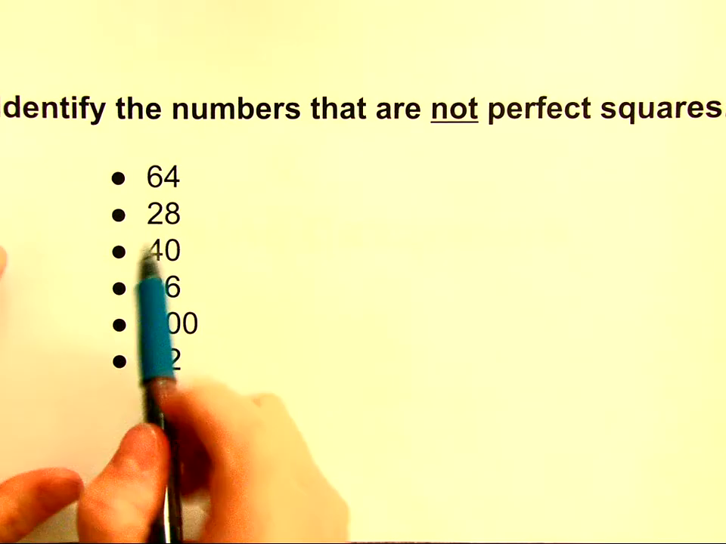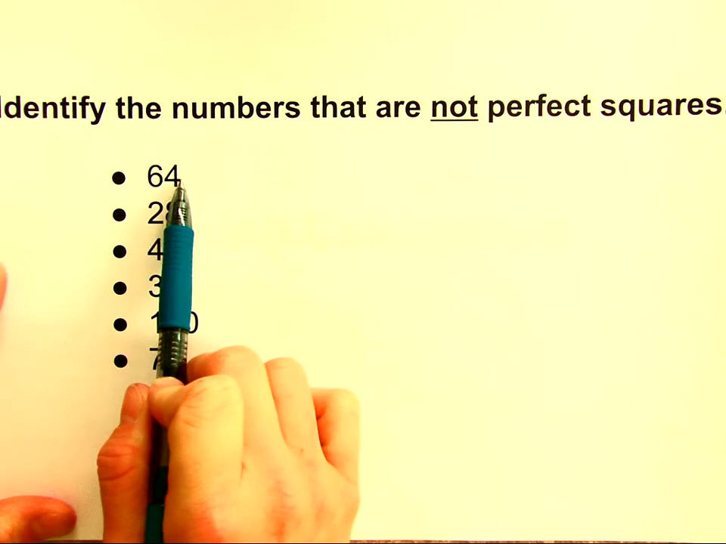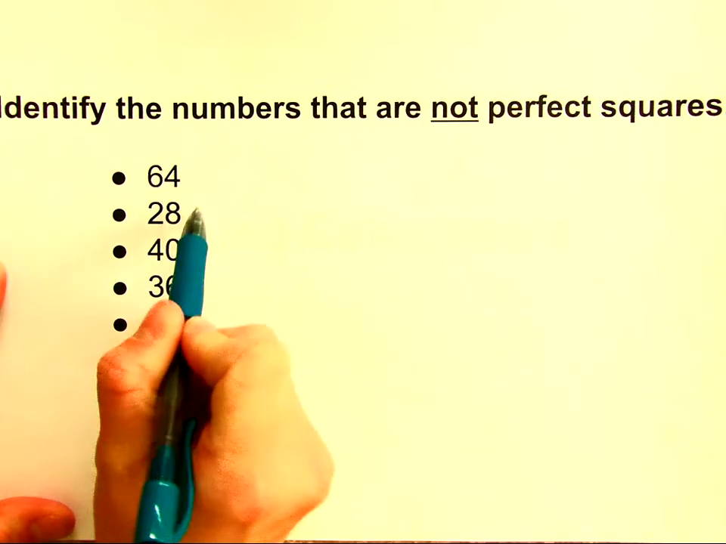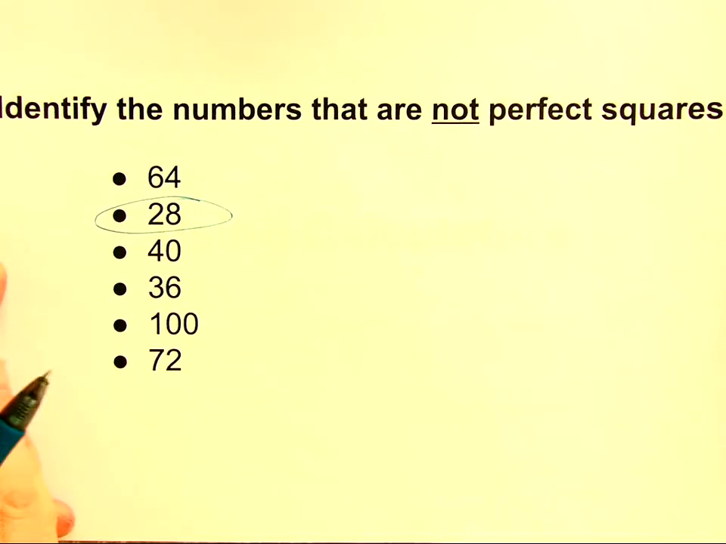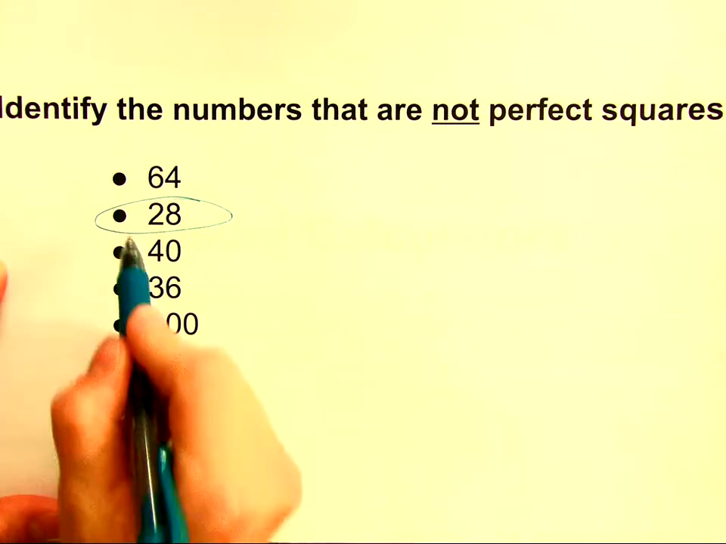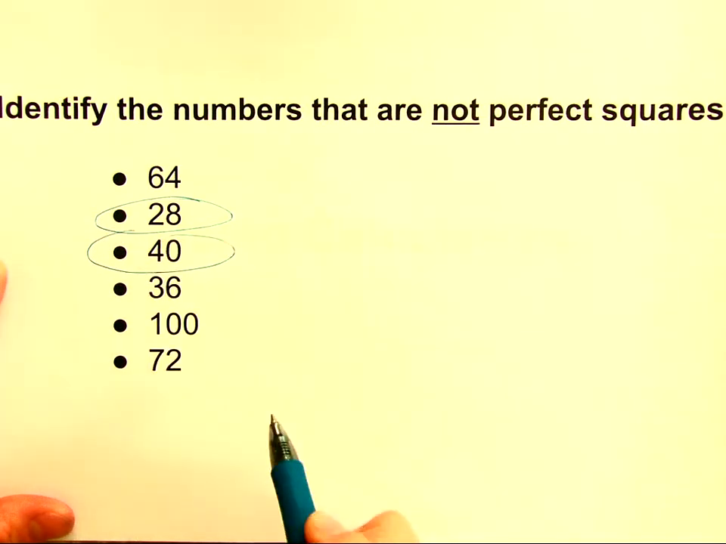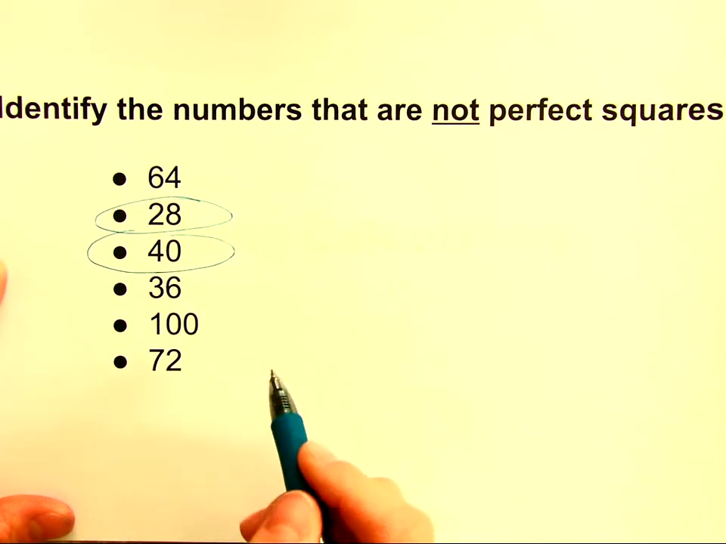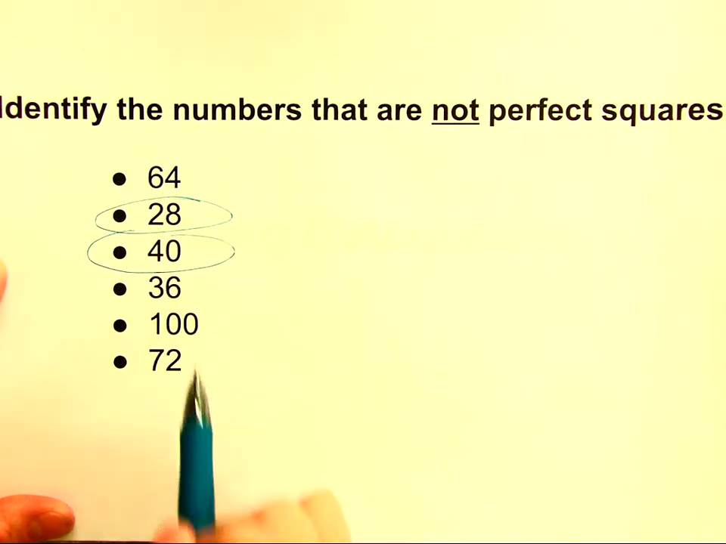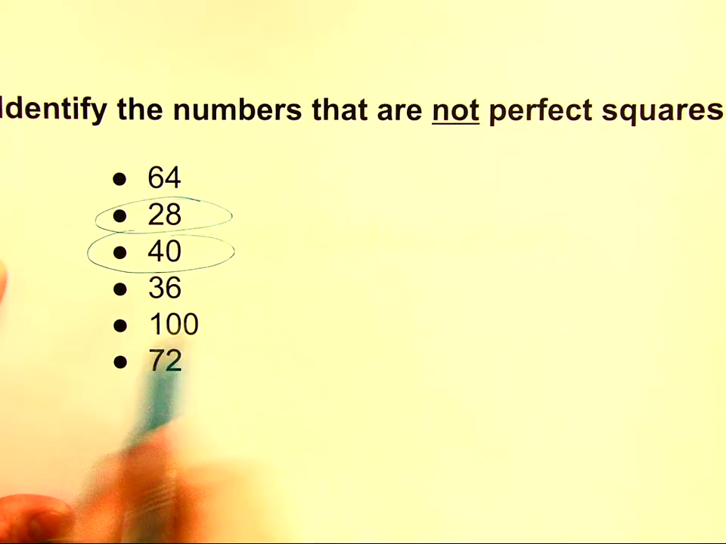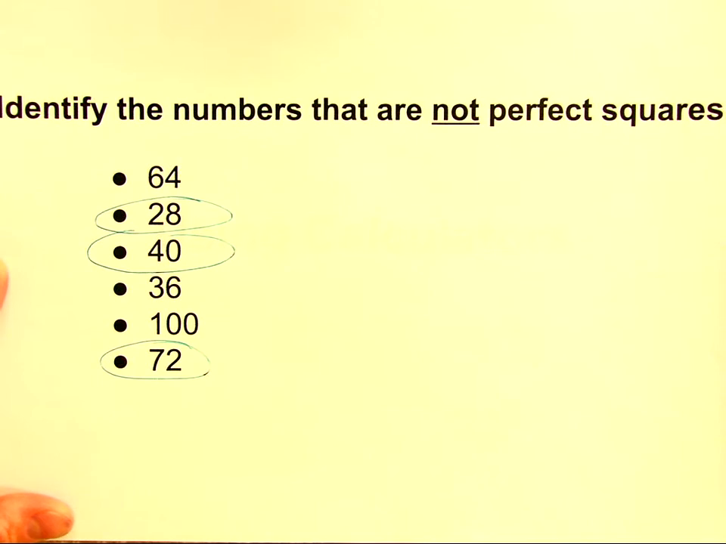Okay, so 64 is a perfect square because that's 8 times 8. Okay, 28 is not a perfect square. I can't think of one number times that same number to get me 28. Okay. Same thing with 40. 40 is not a perfect square. 36 is, because 6 times 6. 100 is, because 10 times 10. And 72 is not.